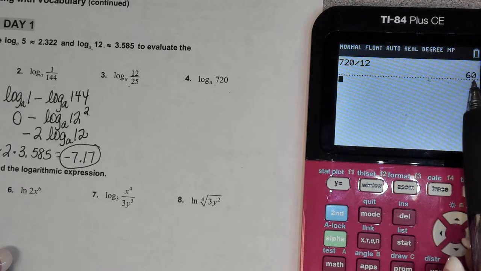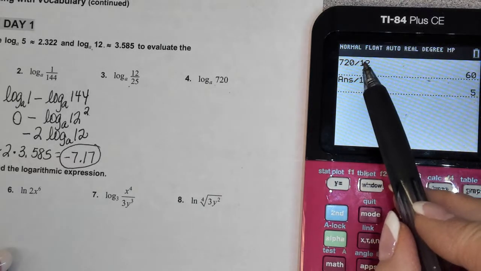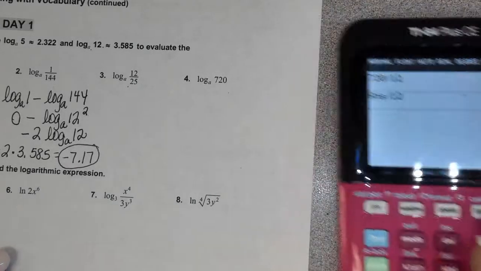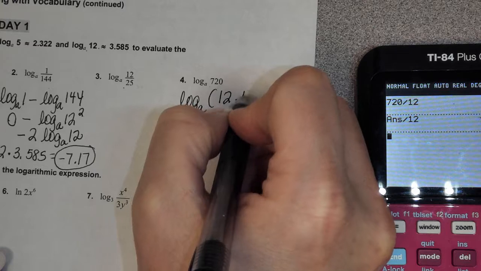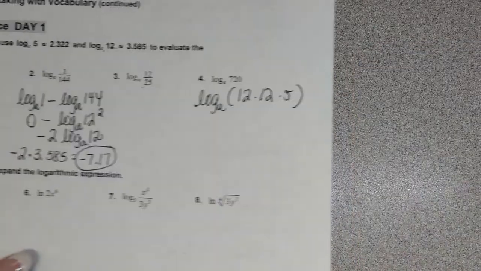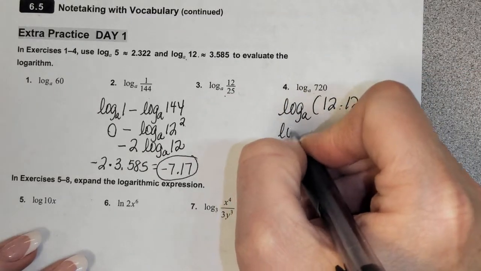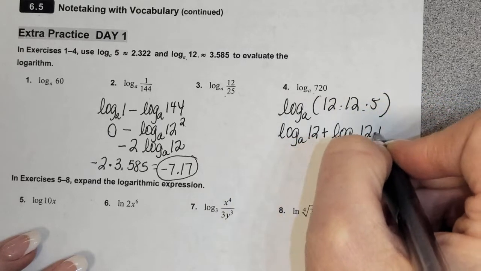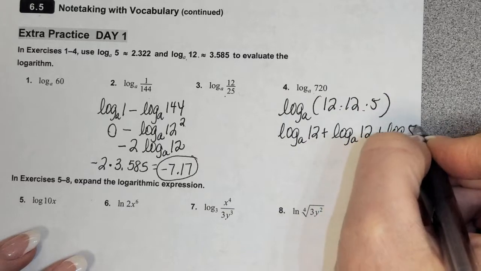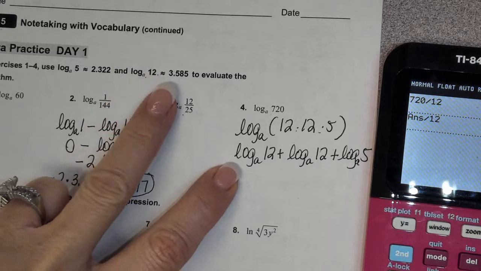But what should I divide 60 by now? 12 or 5, one of those. I'm going to divide it by 12. And I get 5. So now I know that 12 times 12 times 5 is 720. So I'm going to rewrite this as 12 times 12 times 5. Then I have to know that when I have multiplication, that turns into addition. So it's log base A of 12 plus log base A of 12 plus log base A of 5. And now I can just substitute those in. So log base A of 12 is right here.